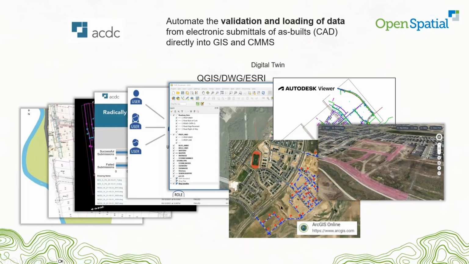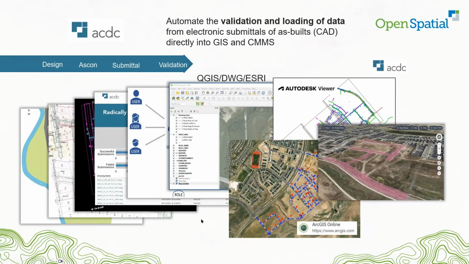We can also configure it to output to 3D viewers. So what it means is you can go from as-constructed drawing to GIS in a matter of minutes, and you can have good data, and that's the overview. So how do we do that?